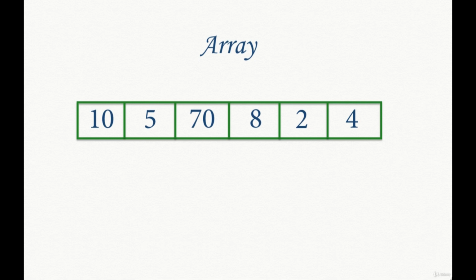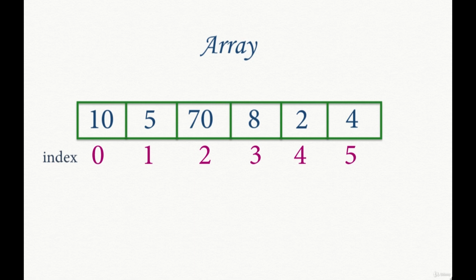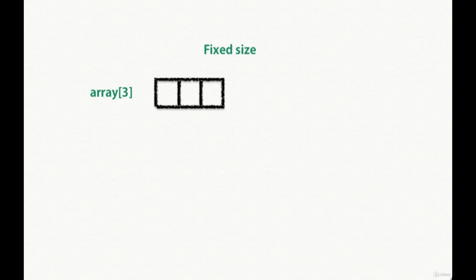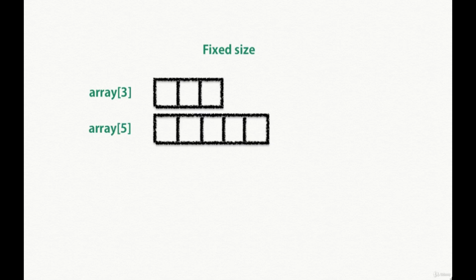An array is in the form of a sequence, so every value is at a particular index. The starting index of an array is 0. Then the second index is 1, third is 2 and so on. An array is of fixed size. So while initializing an array, we have to define the size of that array. If we initialize an array with size 3, it will allocate 3 memory blocks for that particular array. And if we initialize an array with size 5, then it will allocate 5 memory blocks for that array.